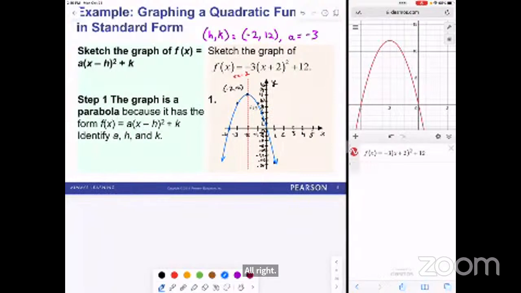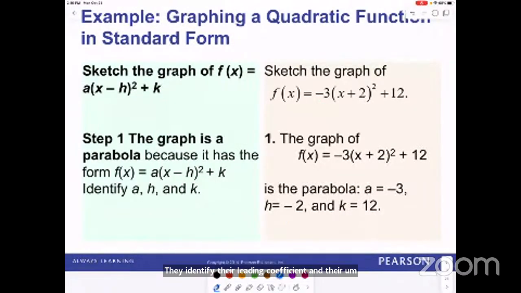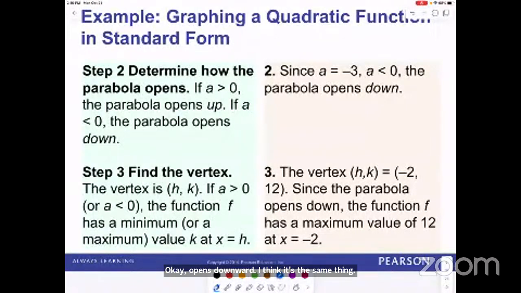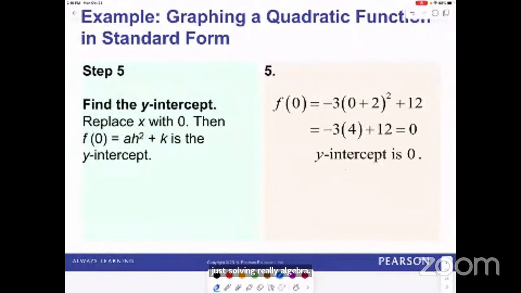Not too bad. Okay. So let's see the way that the textbook does it. Sketch the graph. Okay. They identified their leading coefficient and their vertex. Okay. Opens downward. I think it's the same thing. They found the x-intercepts, right? So I think you had to do a little bit of just solving, really, algebra. X and y intercepts, and that's fine. Got the same image. Those are reversed.